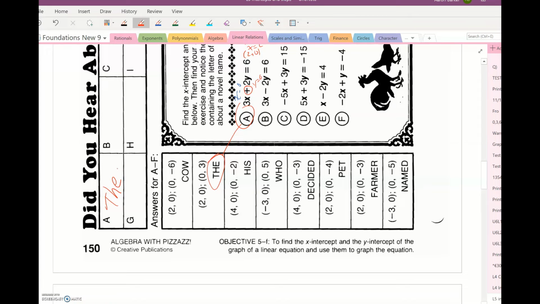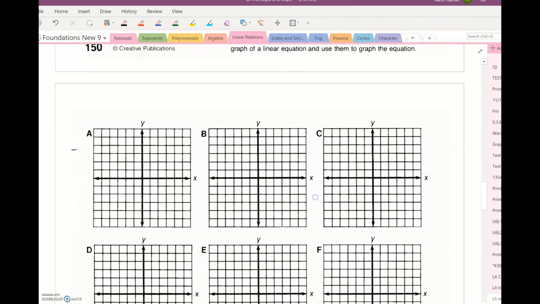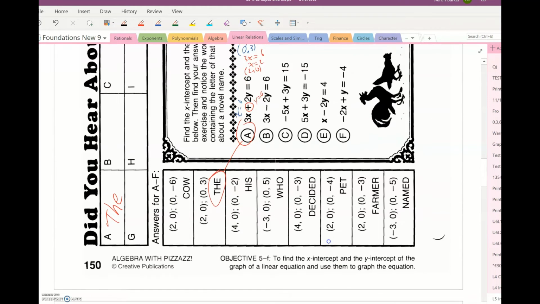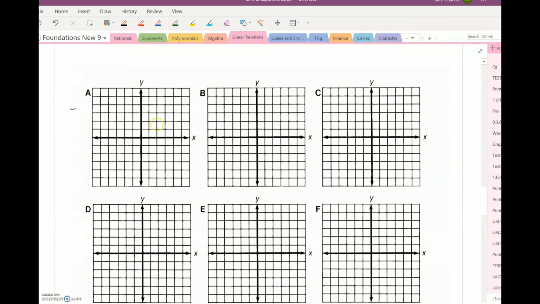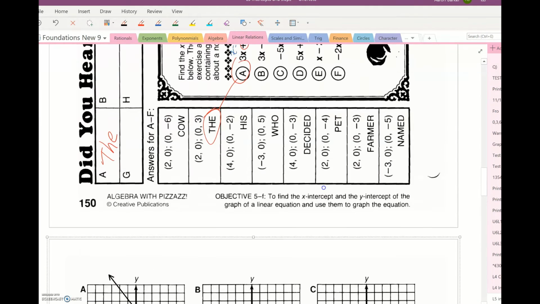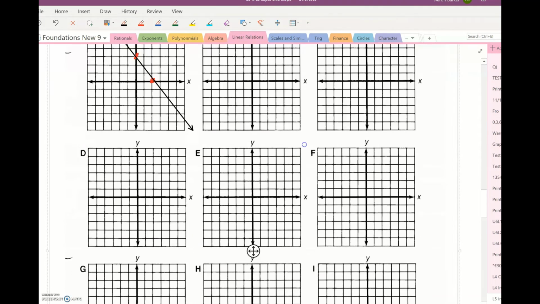And so then it's going to be a little puzzle for you. Now I also have to graph that. So this is (0, 3) and (2, 0). (0, 3) is going to be right here, and (2, 0) is going to be right here. And so then I can make my line nice and long through both points with a ruler. You want to make sure you are drawing your line, and that's for letter A. Then you can do all the other graphs as well.